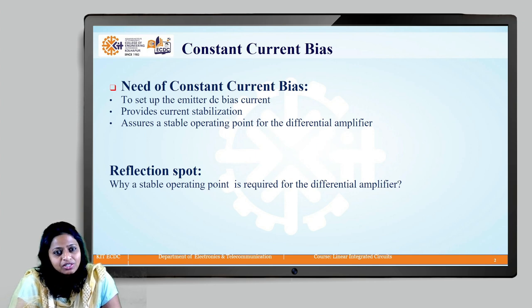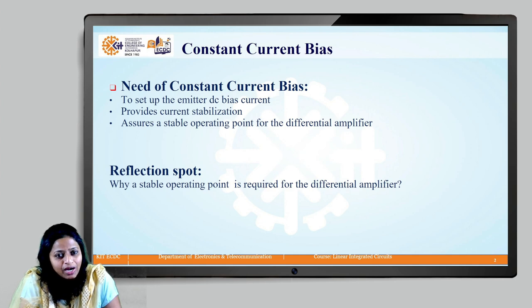The constant current bias is required to set up the emitter DC bias current. It provides the current stabilization and assures a stable operating point for the differential amplifier. As we know, in case of dual input balanced output differential amplifier, the emitter current is set up by the emitter resistance RE and the voltage source VEE. In order to have the stable operating point, we need this constant current biasing, that is, the IE, the current flowing through the emitter terminal, needs to be a constant one, a fixed one.